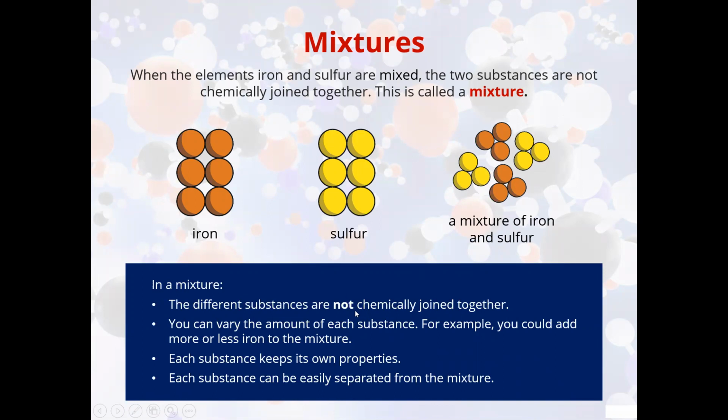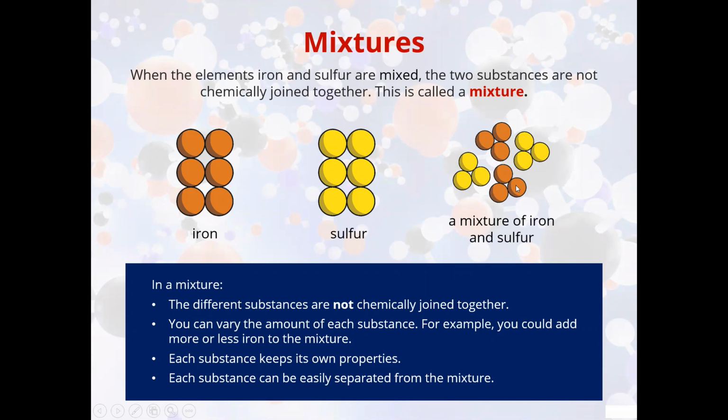You can vary the amount of each substance. So you can add more sulfur, less sulfur, it doesn't matter. You will still have a mixture at the end. Each substance keeps its own properties. So if you take this mixture, remember iron is magnetic.